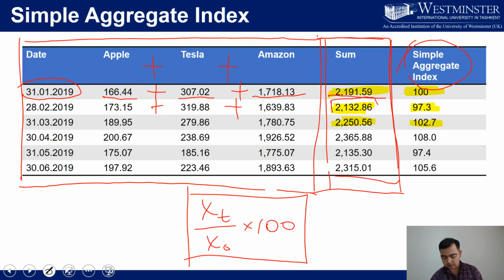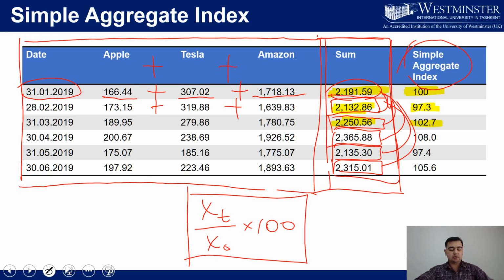So I'm going to very quickly draw a couple of rectangles. This would be the oval, and I'm simply dividing every single one of them by the base here, and by multiplying by 100 you will get the same exact simple aggregate index numbers as I did. Nothing new. This is basically how you would construct the index, assuming that you have the simple aggregate index principle. Okay, now let's move on.